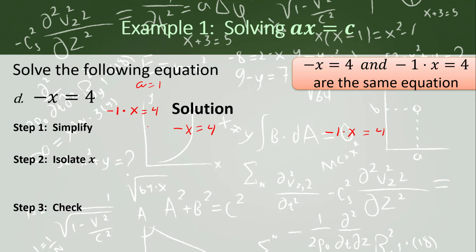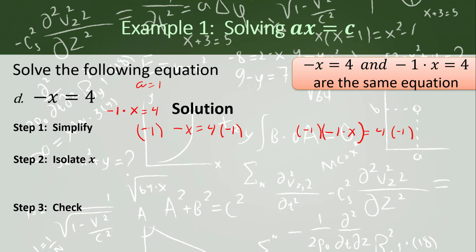So we want to multiply this by something that will make this go away, and that will be negative 1. Why? Because negative 1 times negative 1 is, you guessed it, 1. I'm going to multiply this side by negative 1, so I need to multiply the other side by negative 1. I'm going to put parentheses around here just to show that we're multiplying.